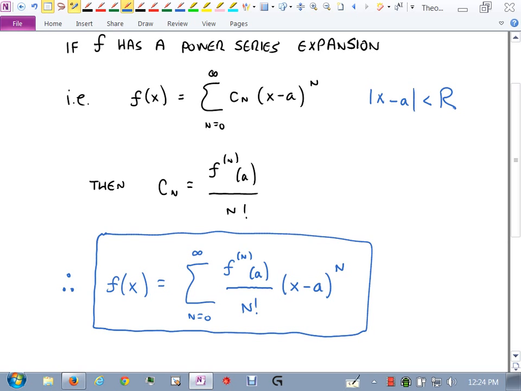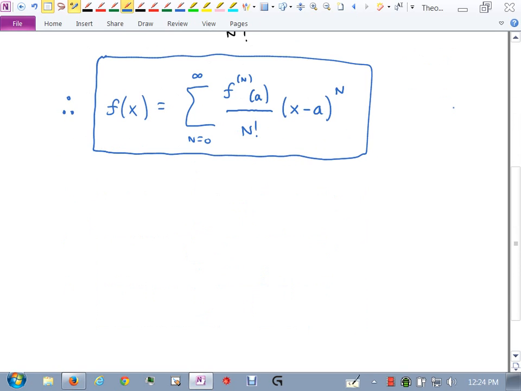Now, if a equals 0, how does this formula change? If a is 0, the formula becomes this.